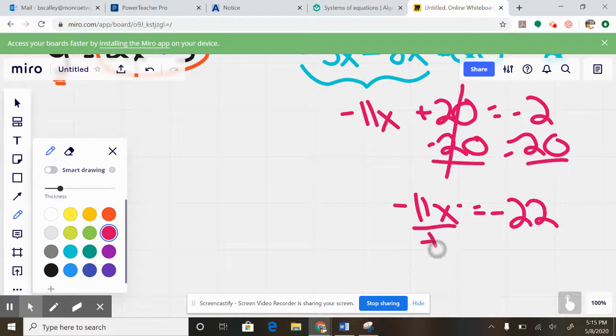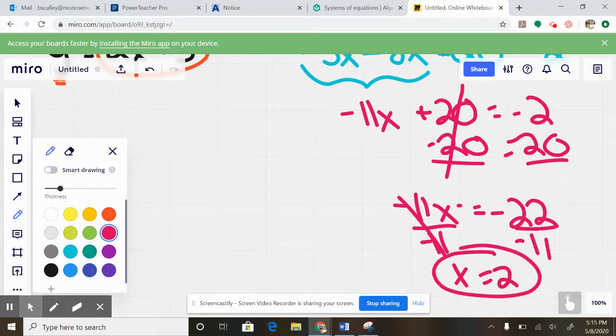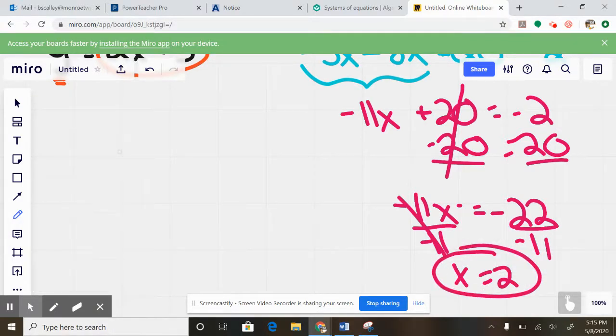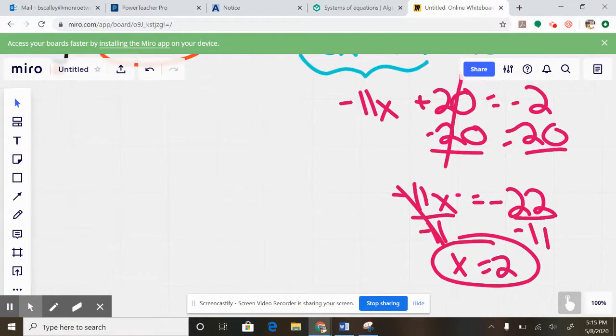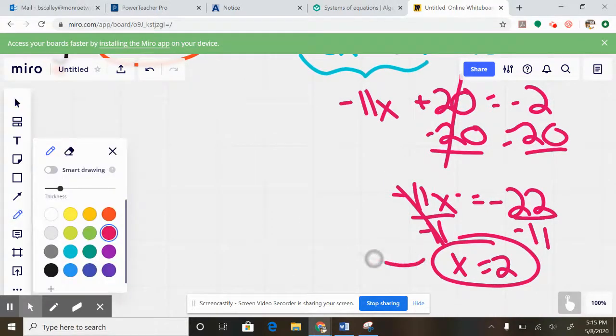I divide by negative 11 on both sides. And I get that x is positive 2. That is one of my two answers. I still need to figure out what y is. But now that I know what x is, I can go back to one of my original equations and plug 2 in for x. So this x equals 2 is going to go all the way up to one of the original equations.